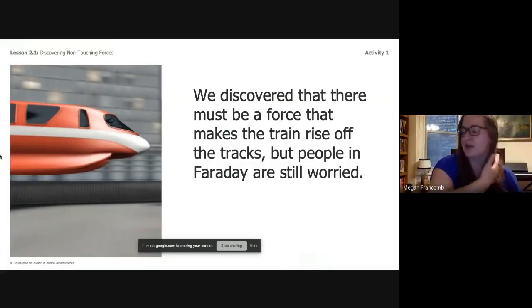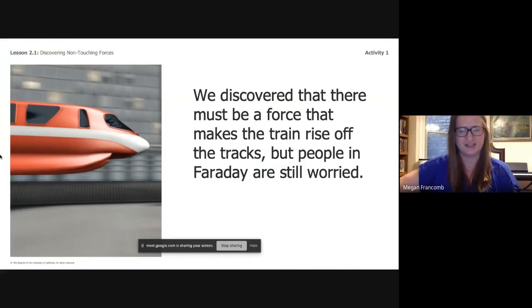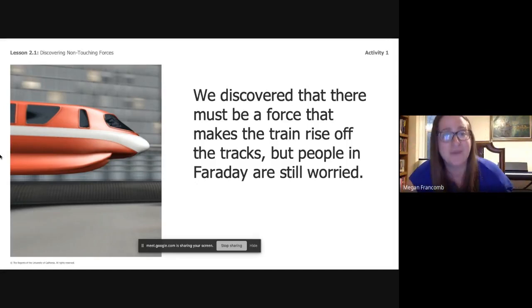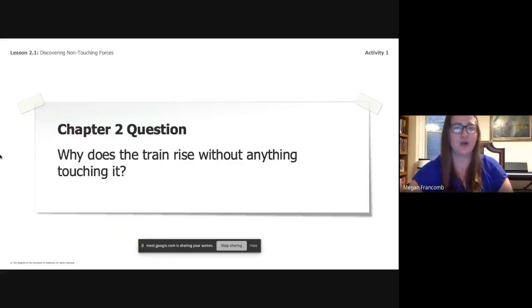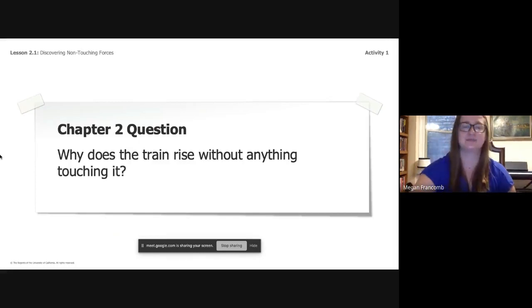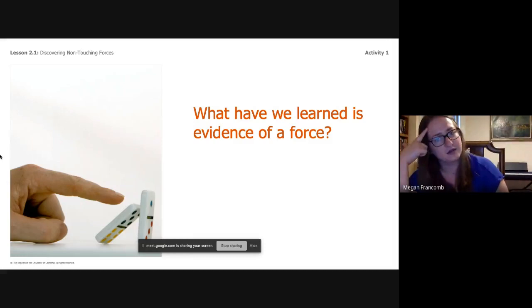So our big overall investigation is what makes this train rise, float, and fall back down. So we discovered that there must be a force that makes the train rise off the tracks, but the people in Faraday are still worried because they can't see the evidence of the force. So our question for this week is, why does the train rise without anything touching it? So think back, what have we learned is evidence of a force?